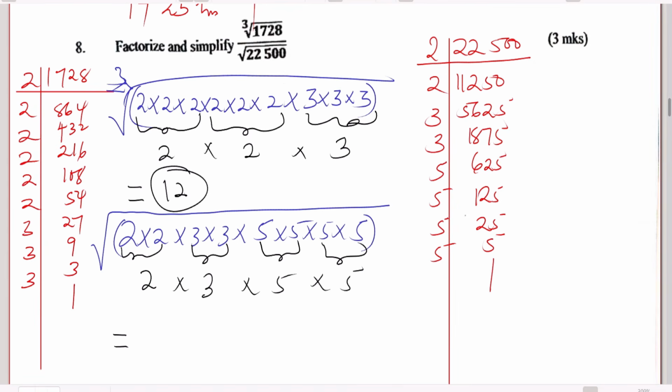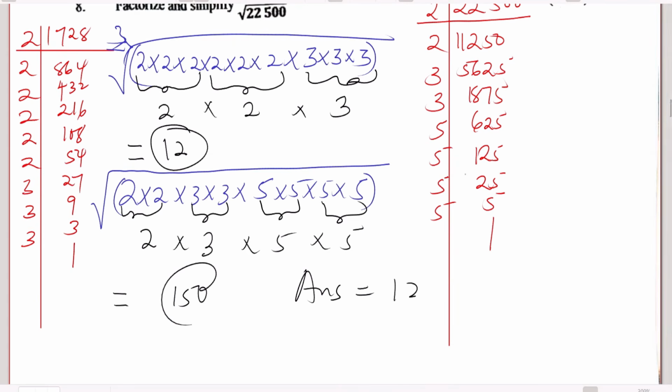So that one will give 150. So that is for the denominator. Now let's go and get the solution. For the numerator, we got 12. For the denominator, 150. So we can simplify this.